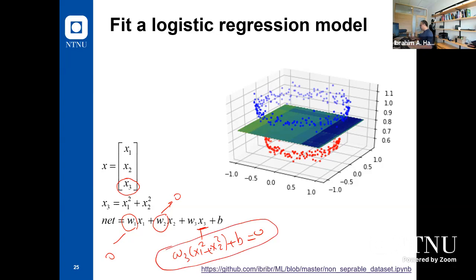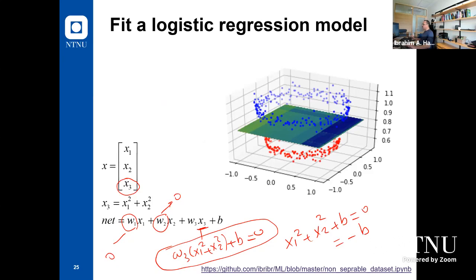Imagine also omega 3 equal 1. If omega 3 equal 1, then this equation will be x1 squared plus x2 squared plus b equals 0, or you can just say it's equal to minus b. In fact, this is the equation of a circle. So if you substitute values for x1 and x2, you can plot a circle here. And I have this example later on, so we will go to this example very soon.